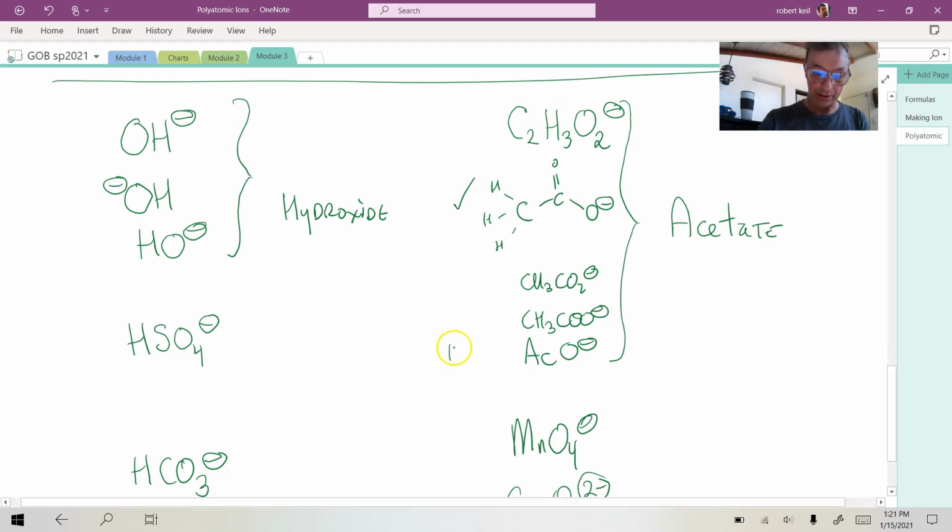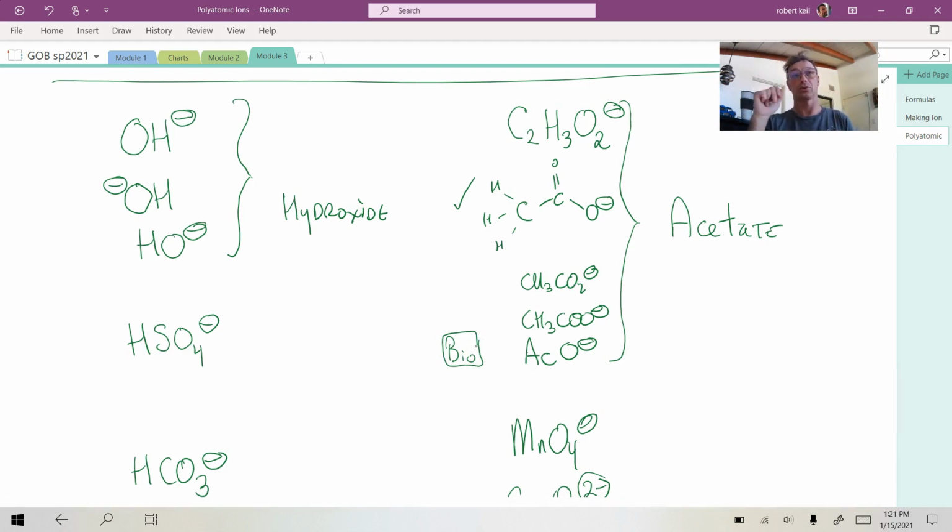In your bio class, you may have heard of acetyl coenzyme A. You'll see acetyl groups all over the place. They often abbreviate it just Ac because it's so common. Okay, so anyway, all sorts of different ways of writing it, very similar. They're all acetates.